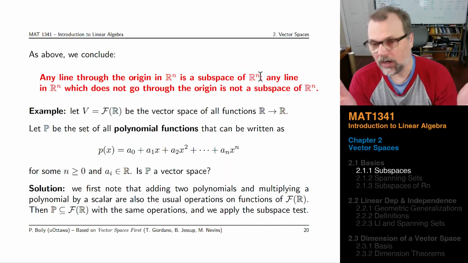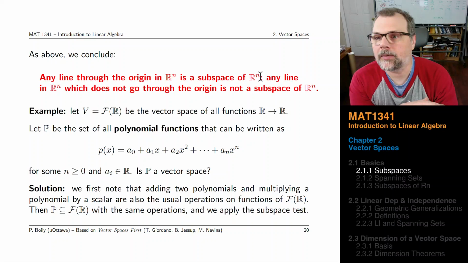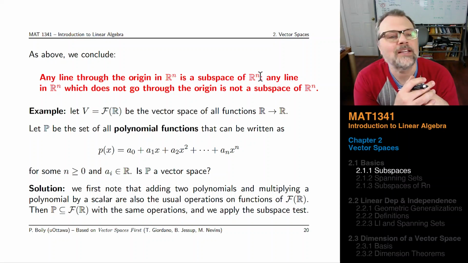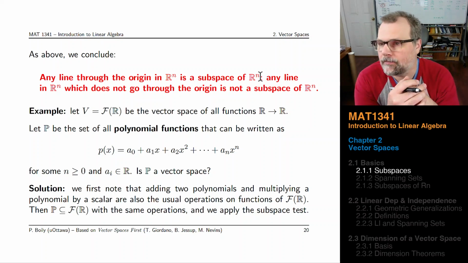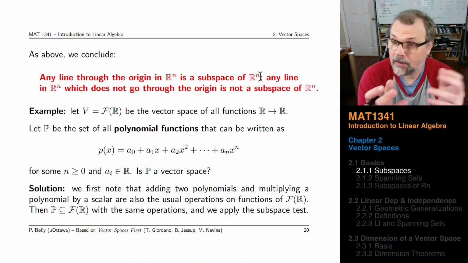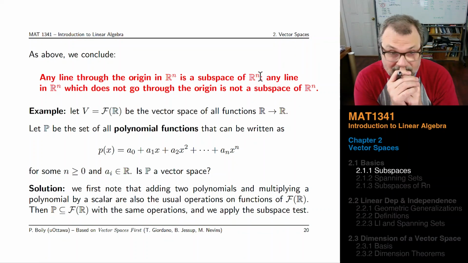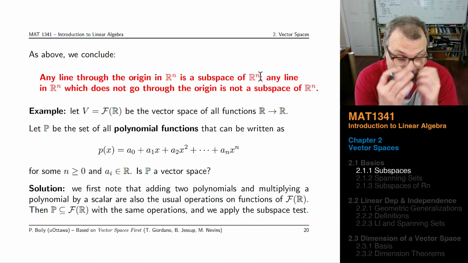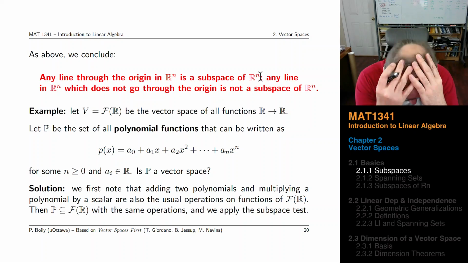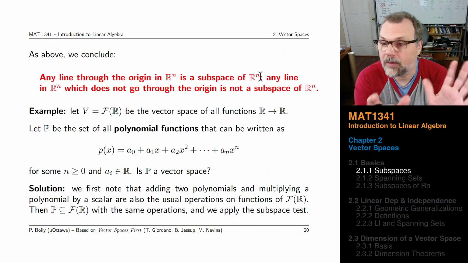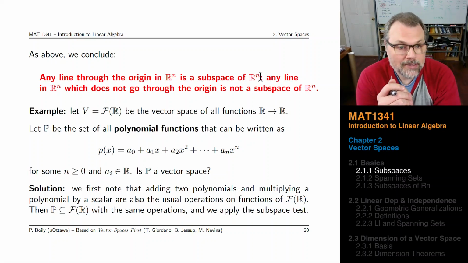X squared plus 1 is a polynomial. X to the power 3023 minus x is also a polynomial. Well, there's infinitely many of them, but in fact there's a lot fewer of them than you would have regular functions. But that's a topic for another course. Is it a vector space?